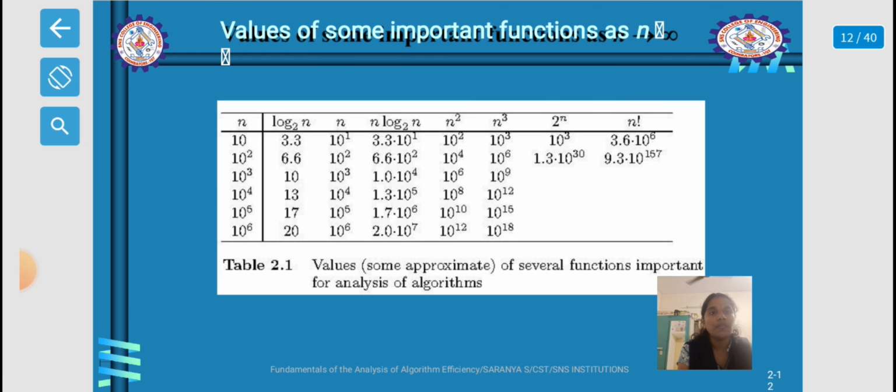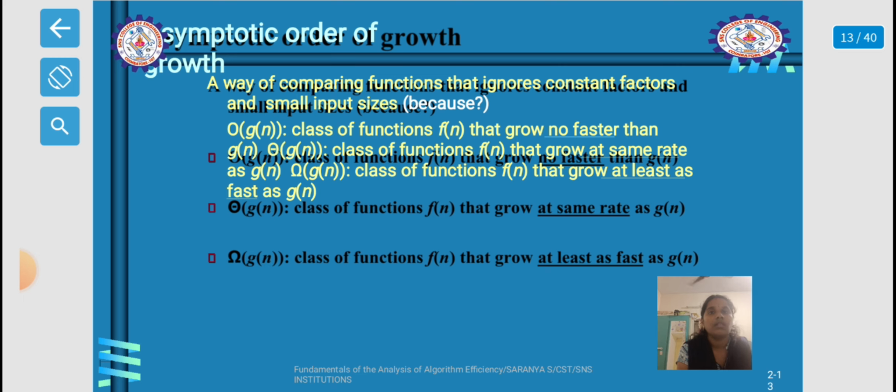The values of some important functions as n tends to infinity: n, log base 2 of n, n log base 2 of n, n squared, n cubed, 2 power n. A geometric order of growth is a way of comparing functions that ignores constant factors and small input sizes.